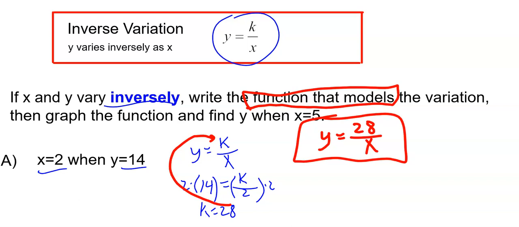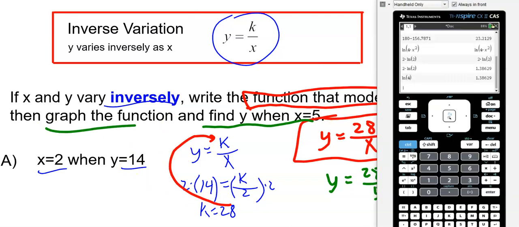The second part of the question says this, find y when x equals 5. Okay, so y equals 28 divided by 5 is the answer. You could also, it says you could graph this. So let's just try that and see what that looks like.